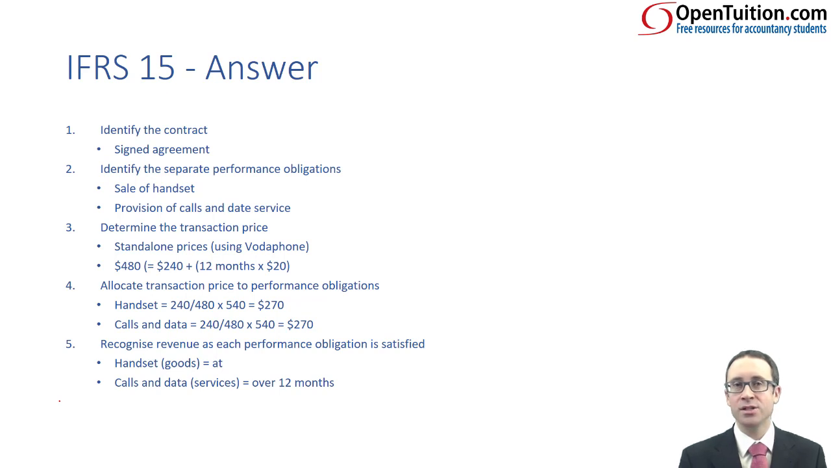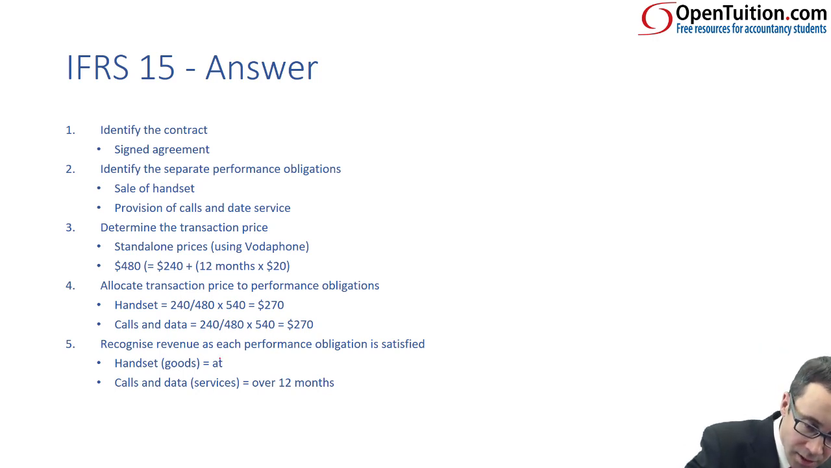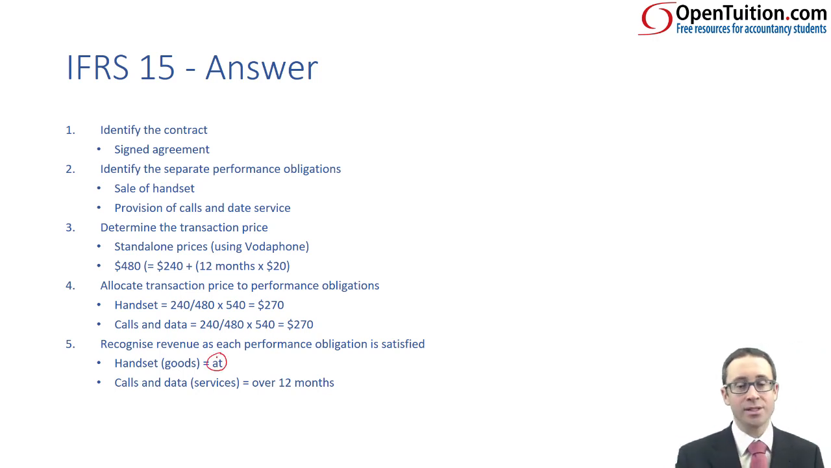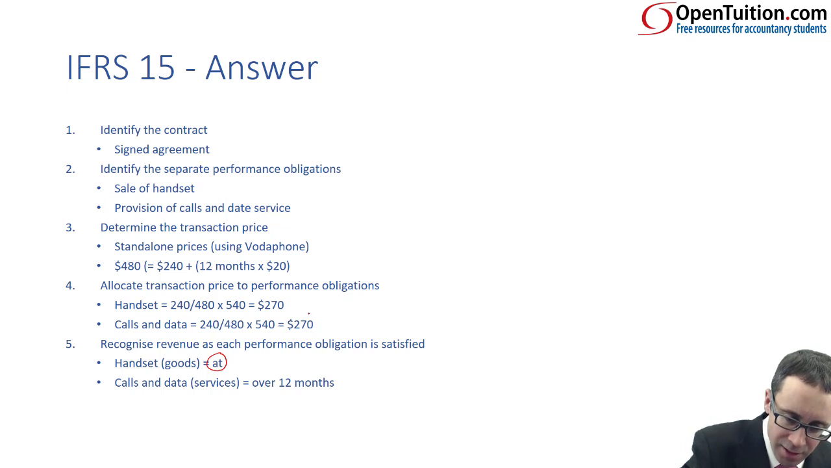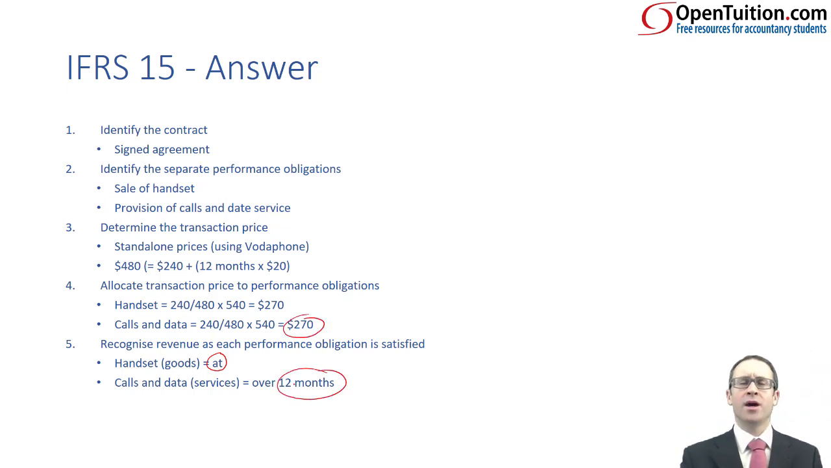Okay, $270 each. 5, in terms of recognising the revenue, the handset was goods, wasn't it? So control transfers at that point in time, and you'd recognise revenue of $270 initially. And then the calls and data will be spread over the 12 months. So you would take the $270 and divide it by 12, and you would recognise 1/12 of $270 every single month.